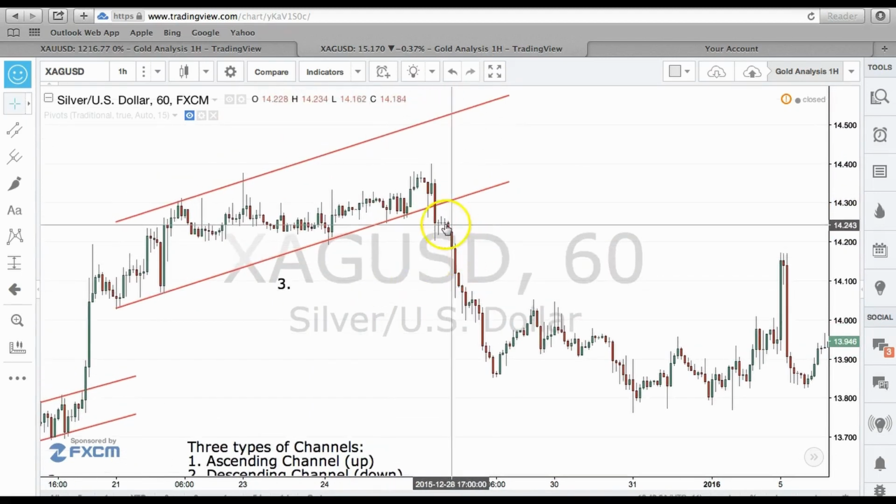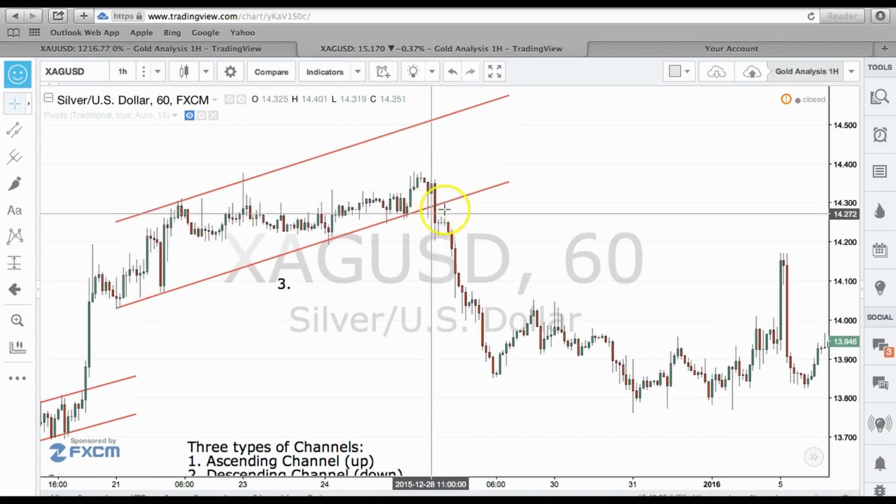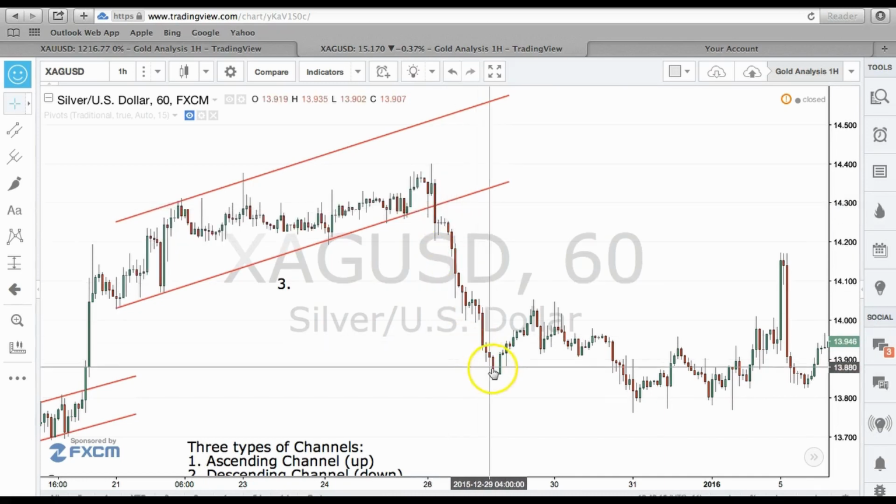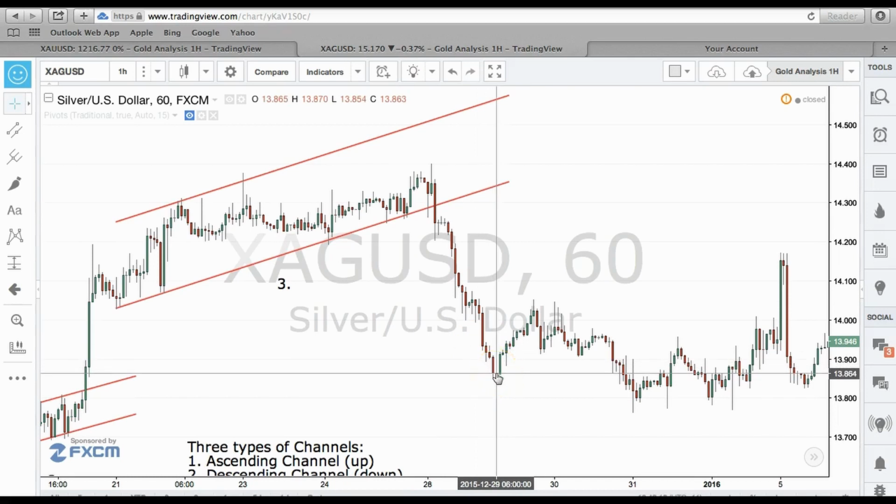And then what do we notice? We catch our breakout right here. Now the breakout goes from about 14-80-ish area all the way down to about the 13,864 area.